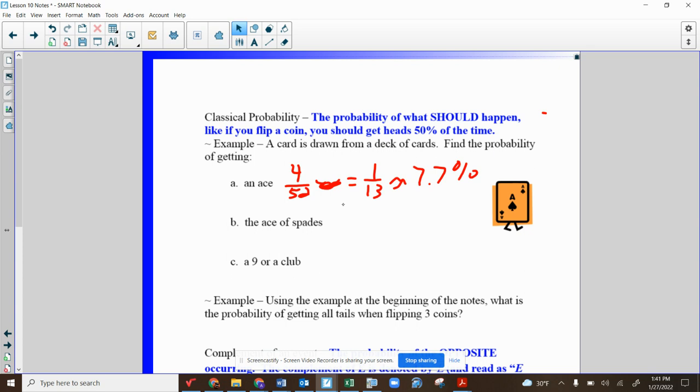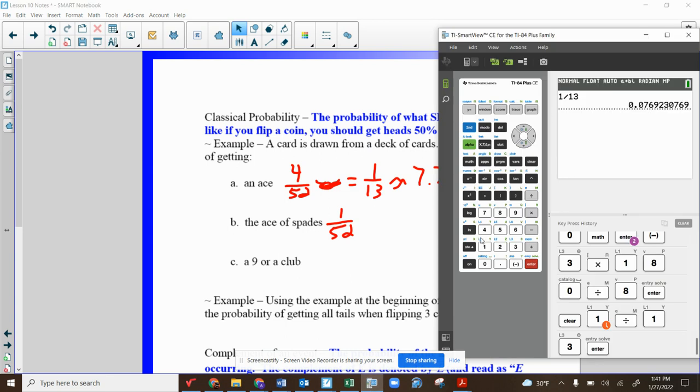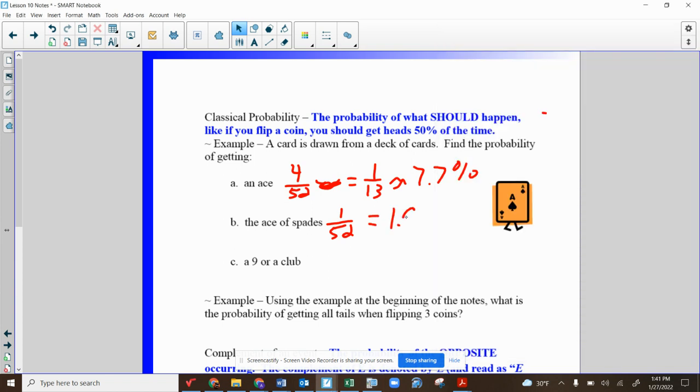All right, getting the ace of spades would be 1 out of 52. So that would be 1.9%. And then this last one, something we're going to concentrate on a little bit more in the next section, when you've got things that overlap. So I want the probability of getting a 9 or a club.